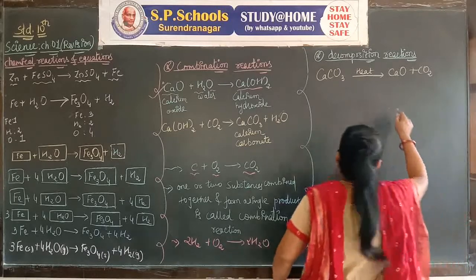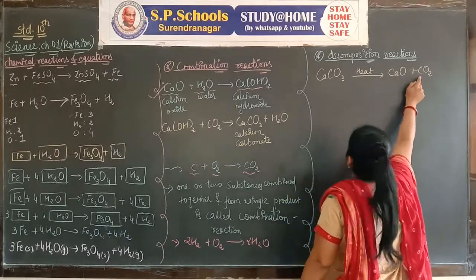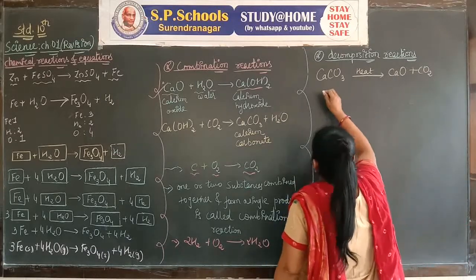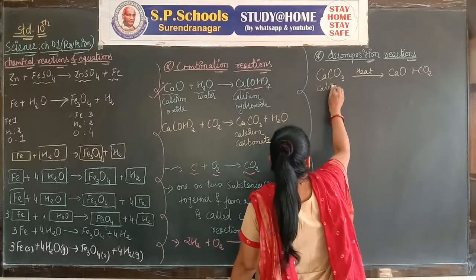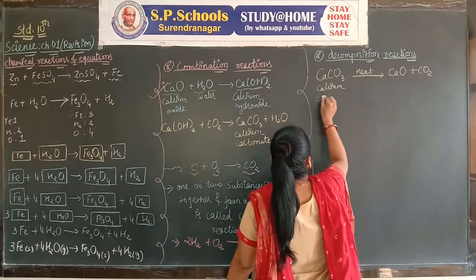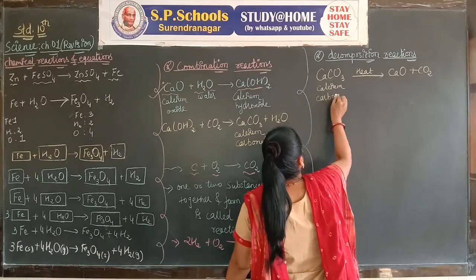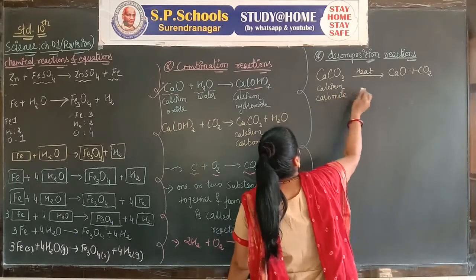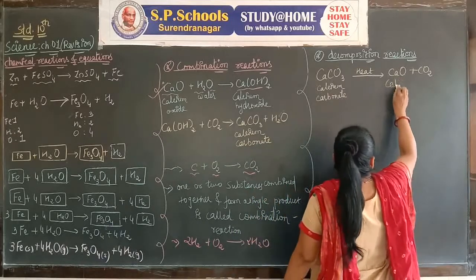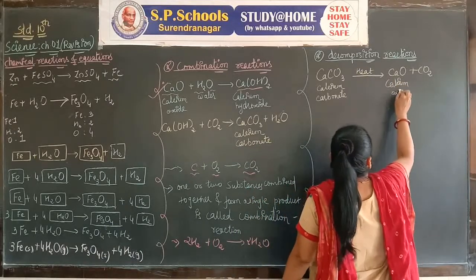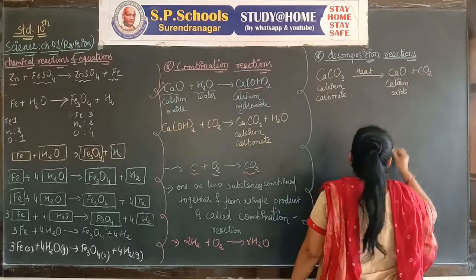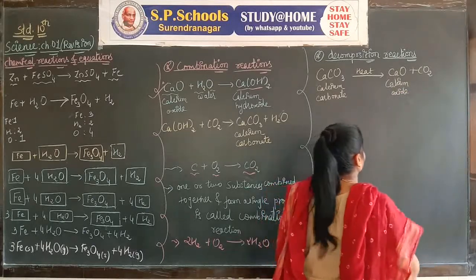Calcium 1, carbon 1, O3. See here, this will be calcium carbonate. This will be calcium oxide and this will be carbon dioxide.